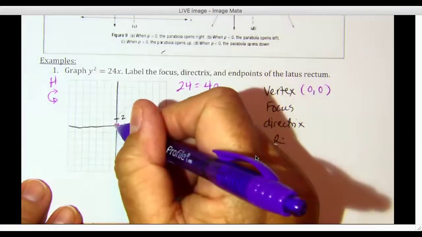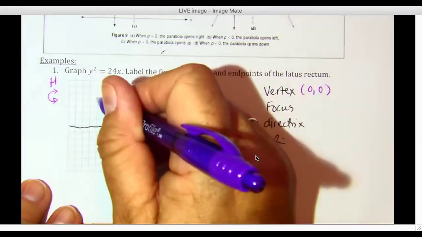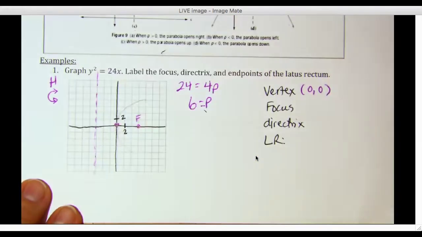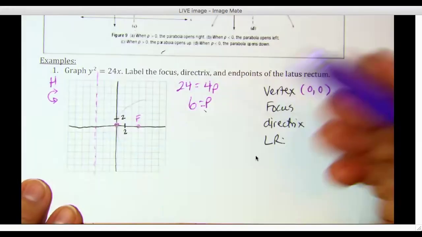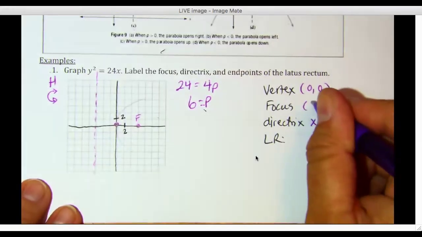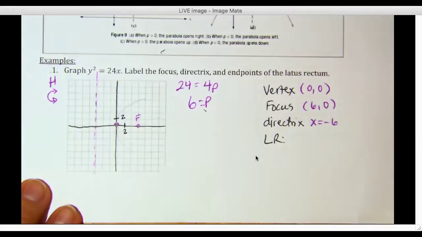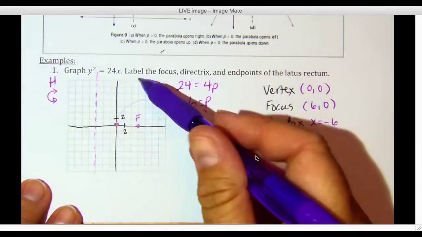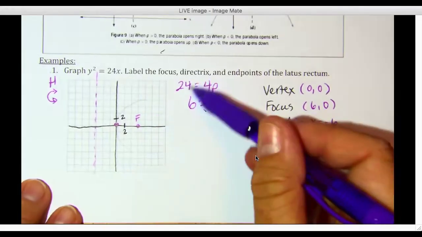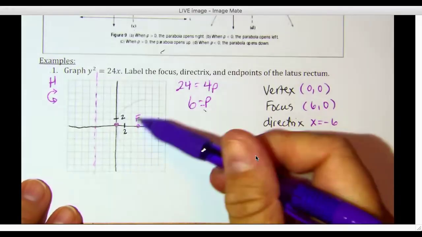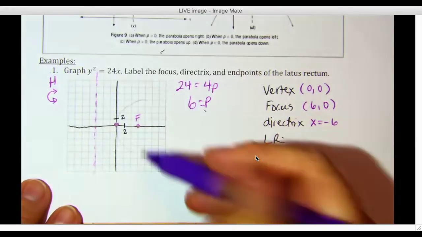And then my directrix will be 2, 4, 6 units this way, and that is a vertical line behind my parabola. The equation of that line is x equals -6. My focus is at 6, 0. Then my LR goes through the focus, and the whole distance is 4p. So the whole distance is 24, but I'm going 12 in each direction, half in one direction and half in the other.